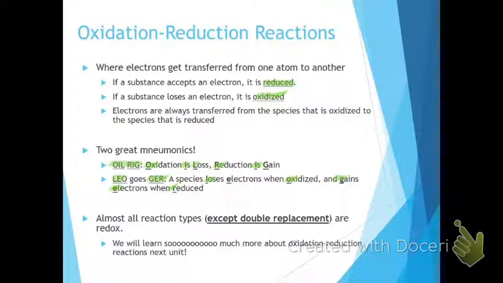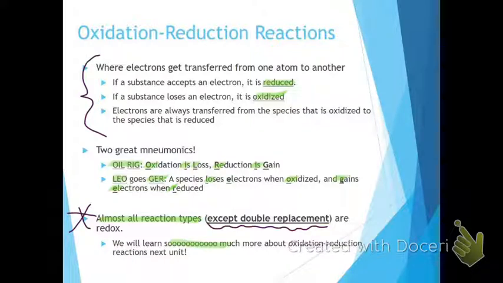We are going to talk so much more about oxidation-reduction reactions in Unit 3. For now, the big key thing that we need to know is our definition. So reduced again is accepting, losing is oxidation. So pick a mnemonic to remember that. And we also need to recognize that almost all reactions are going to be redox. The only type of reaction that is never ever redox is double replacement.